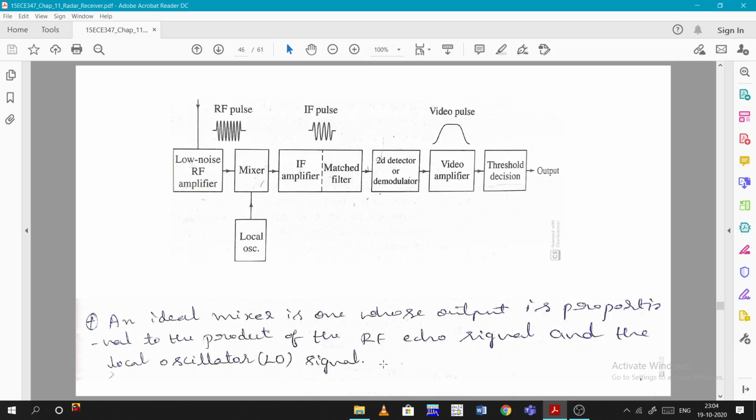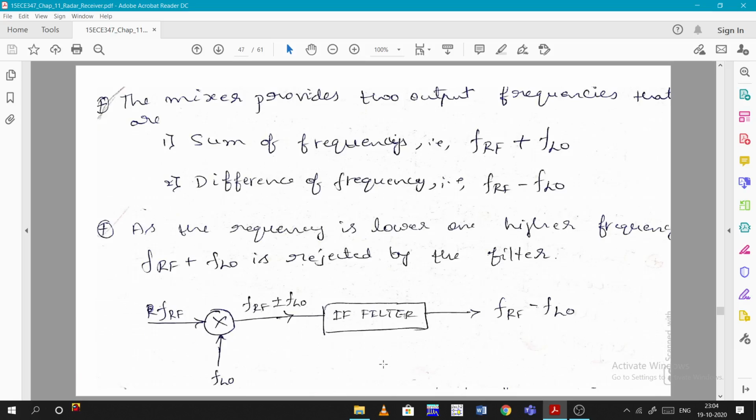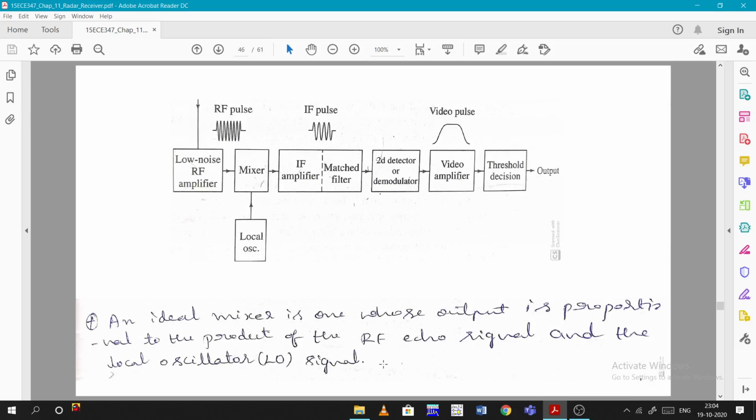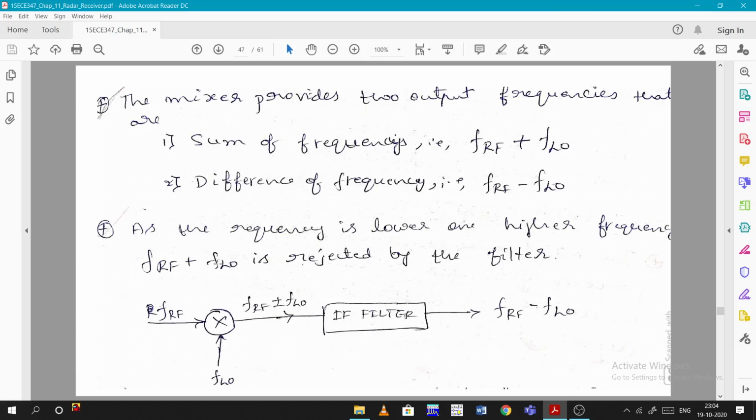Now coming to the ideal mixer. Let's see what the use of the local oscillator is. An ideal mixer is one whose output is proportional to the product of the RF echo signal and the local oscillator LO signal. This intermediate frequency can be obtained basically in two ways: either we sum the local oscillator frequency with the RF frequency, or take the difference of the RF frequency and the local oscillator frequency.